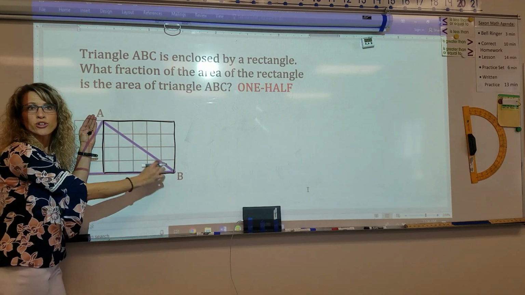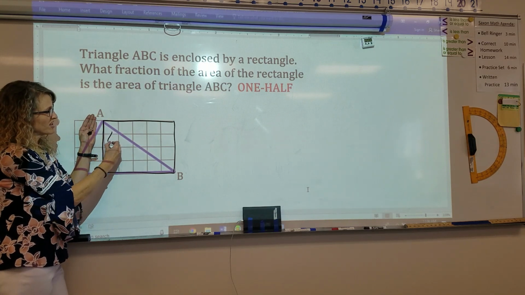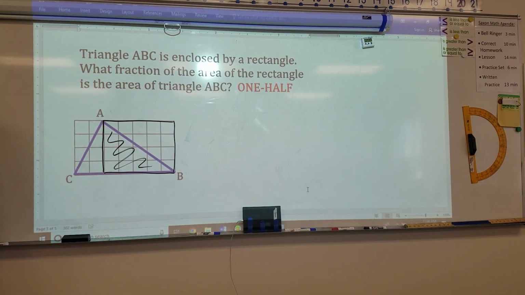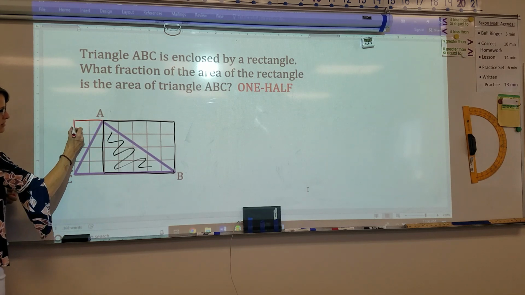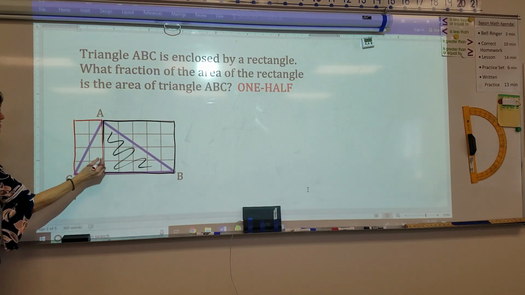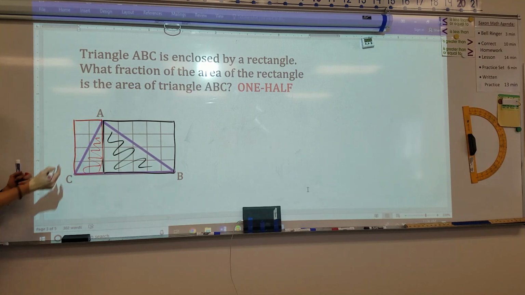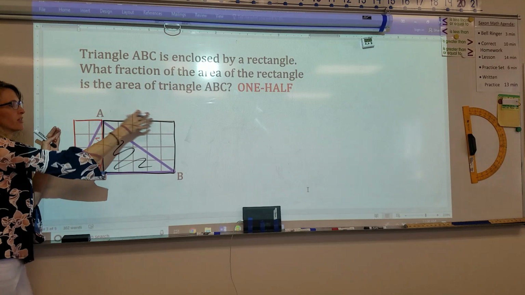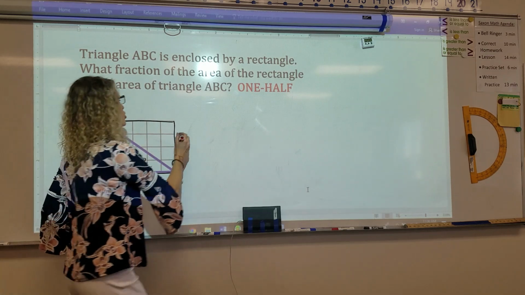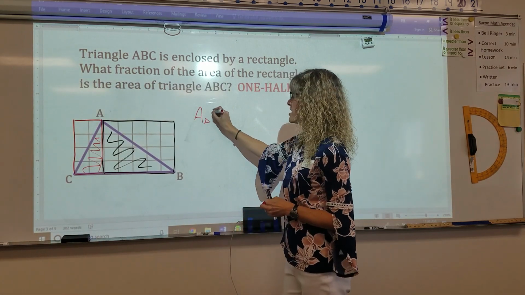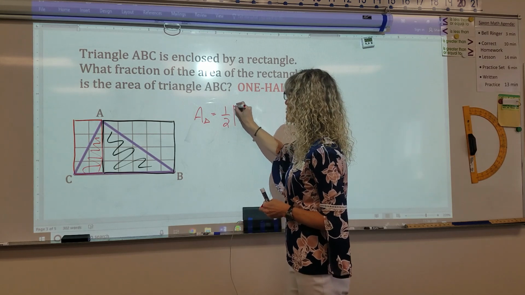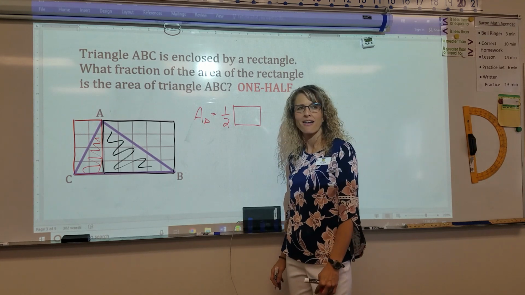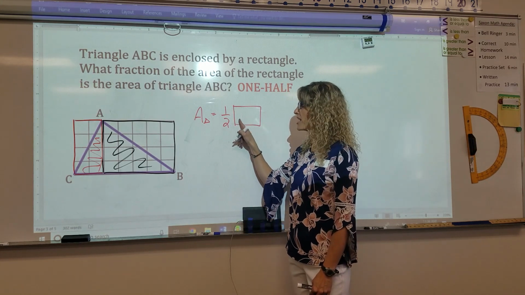If I cut it from corner to corner, would you say that this is half of this? Could I do the same thing on the other side? Would you say that this is half of this? Yes. So could I say, combining the two, this is half of the whole thing? Yeah. So the area of the triangle is 1/2 of the area of the whole rectangle. It's 1/2 of the rectangle that's around it.